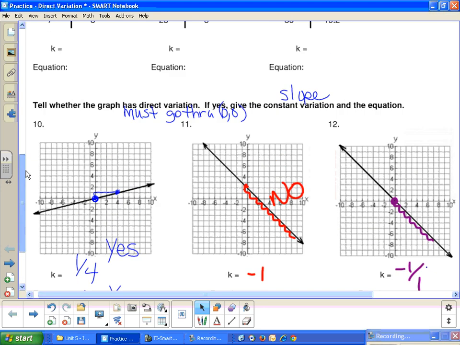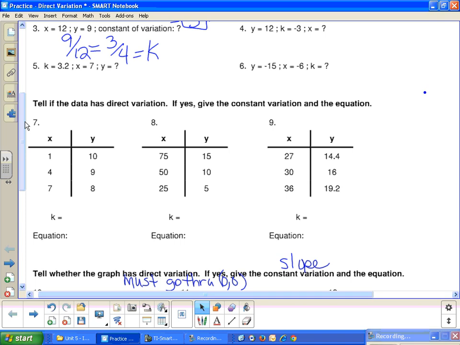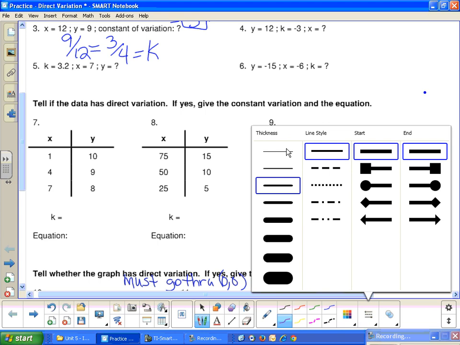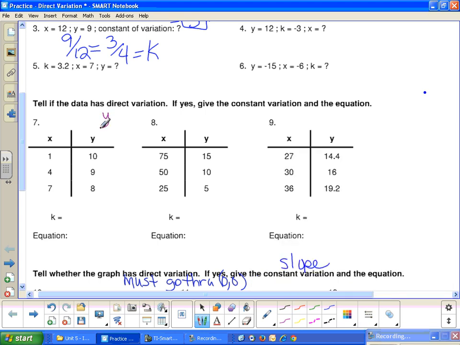If we have it in a table here and it says, tell me what is direct variation. If yes, give the constant variation in the equation. Pretty much the same question. All we have to do is make sure that these are the same. Whenever x has equal the same number, we're done. If it varies directly, that's what that means. It's changing by that $8 every time, that $2.91 each time, whatever it is.